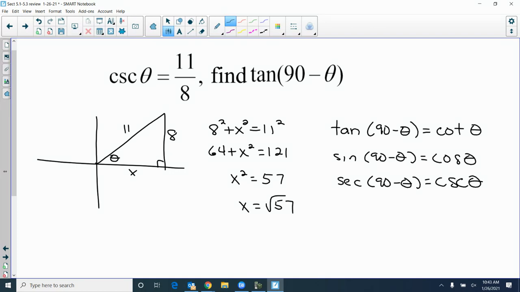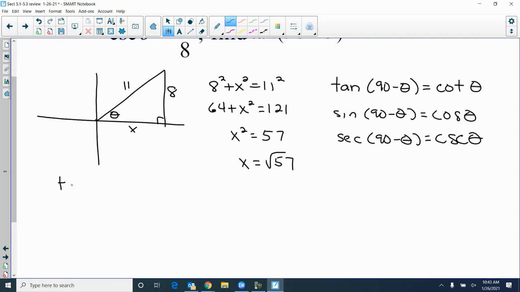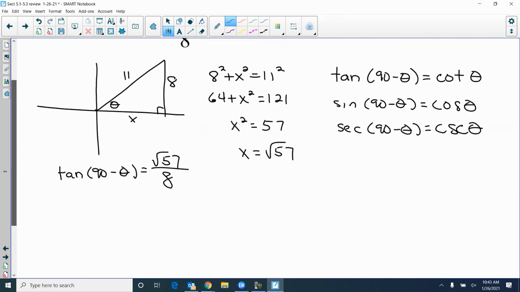So the tangent of 90 minus theta is going to equal adjacent, which is square root of 57, because it's the same as the cotangent, over 8. Okay, for that. And then 90 minus theta actually would just be the angle over here. Okay. And then you could do it that way too. You can draw the triangle, still figure it out, but it's a little bit easier if you use tangent of 90 minus theta equals cotangent of theta.